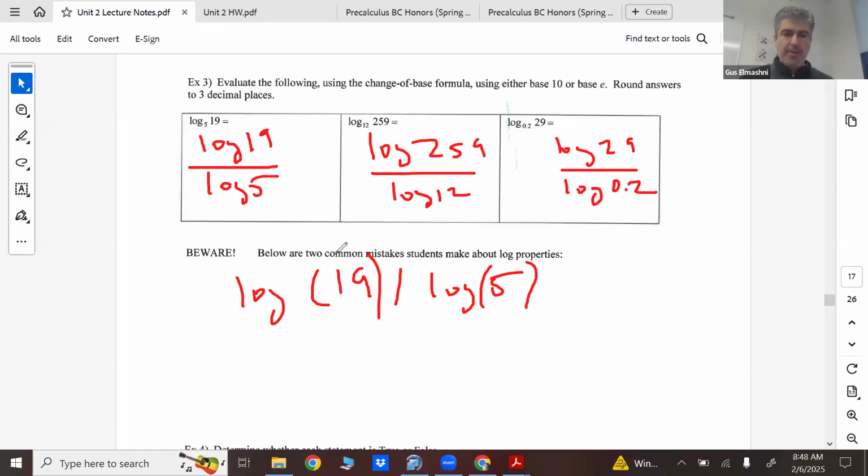That should be 1.82. Next, we've got to do 3 decimal places. Log 259 divided by log 12. That's 2.236. Log 29 divided by log 0.2. Ooh, negative. Negative 2.092. That's 2.236 for the middle one.